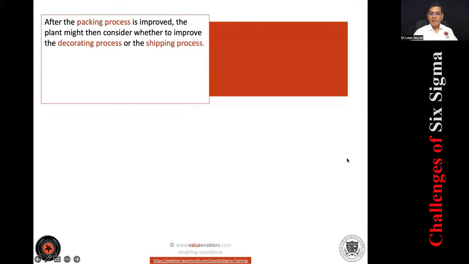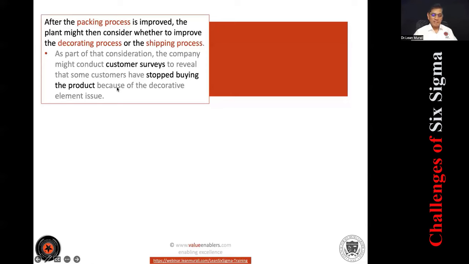Okay, let me take you through some interesting questions. What we have done is, as a part of that consideration, now you and me are not able to decide whether decorative process has to be improved or shipping process has to be improved. Now what we did is we went for customer survey. Let's ask the customer. Okay. So as a part of consideration, the company might conduct surveys to reveal that some customers have stopped buying the product because of decorative element issues.